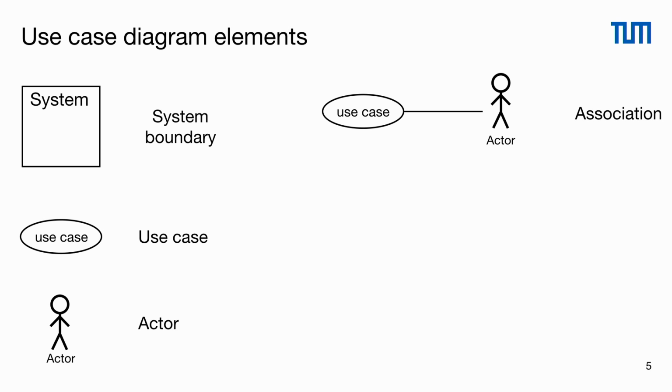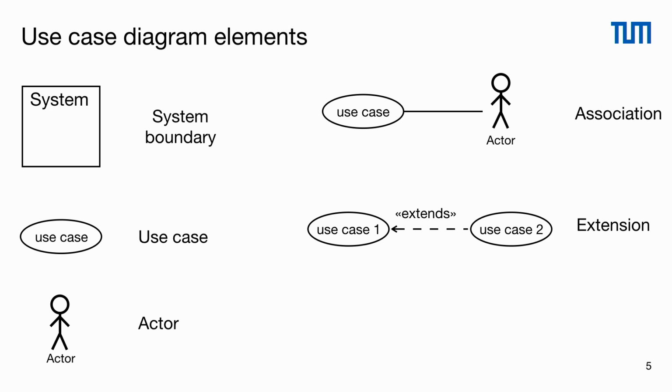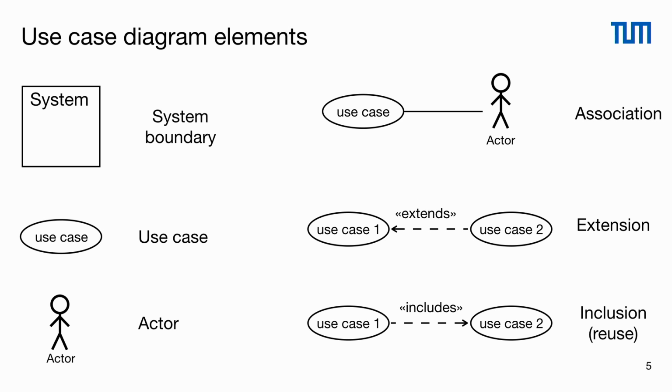And then we have two modifiers on relationships. First, we have extends, which basically says that the behavior of the use case may be extended by the behavior of another use case. For example, exception handling. And then we have the includes relation, which implies that the behavior of the included use case is inserted into the behavior of another including use case. This means that use case 2 in this example has to be used by use case 1.